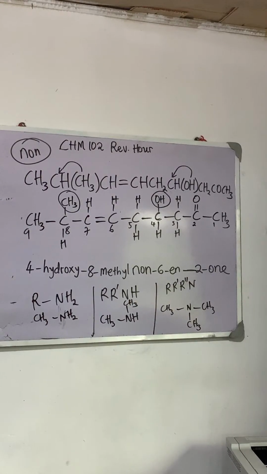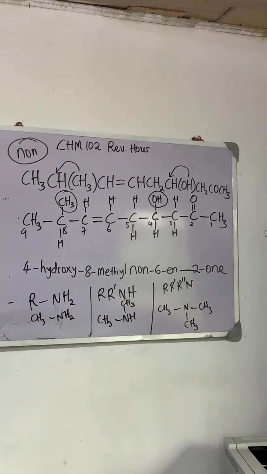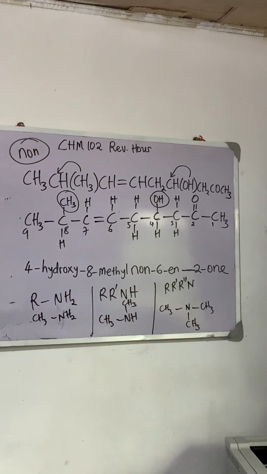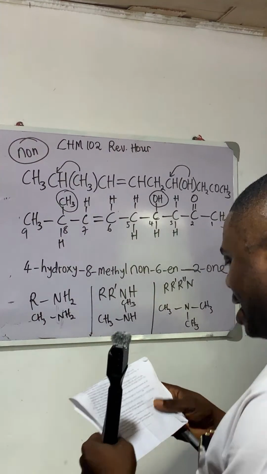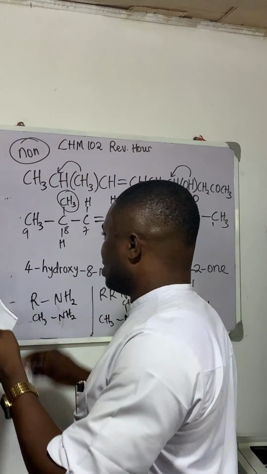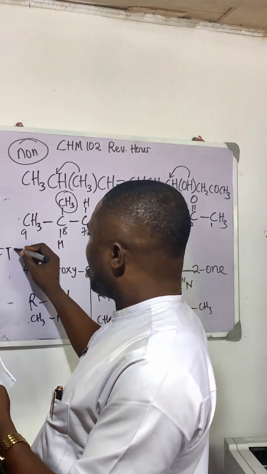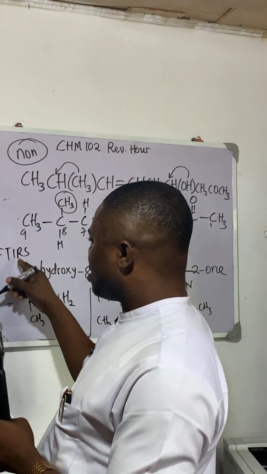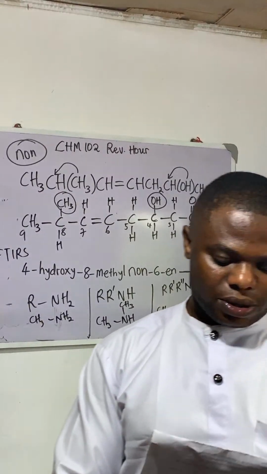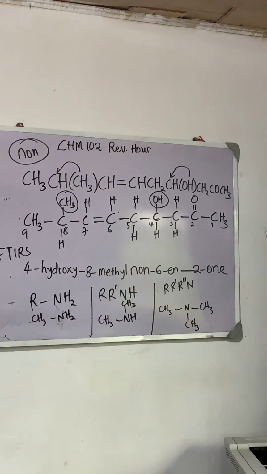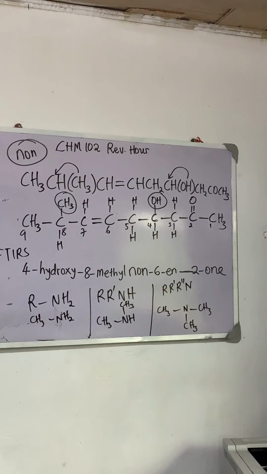When they ask that kind of question, it should be a bonus mark. This one: the functional group in an unknown sample can be identified by employing dash. The answer is FTIR, Fourier transform infrared spectroscopy. That is what we use to identify functional groups in an unknown sample. All those things will come out.